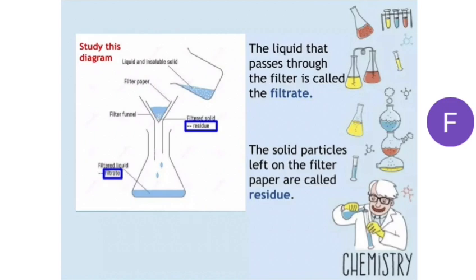What's happening during filtration? During filtration, we pour the mixture of solid and liquid on the filter paper. The liquid passes through the filter paper to be recapped in a funnel, in a beaker. This liquid is called filtrate. The particles left on the filter paper are called residue. Then we have separated the solid, the residue, from the filtrate, which is recapped in the funnel, in the recipient, in the beaker.